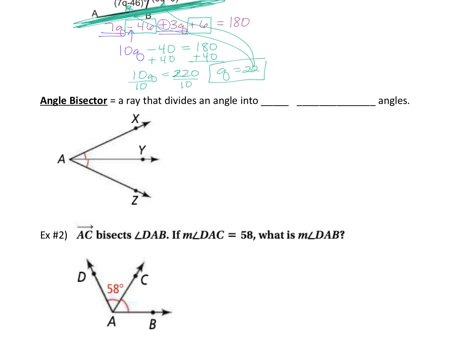So we would say right now this is an angle bisector, which means angle XAY, I'm going to write that, angle XAY is congruent to angle YAZ. Okay, so an angle bisector is a ray that divides an angle into two congruent angles.